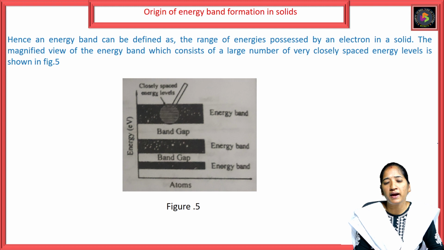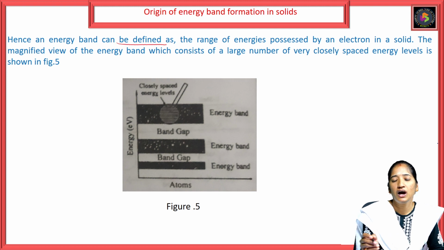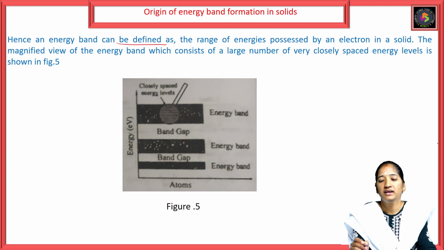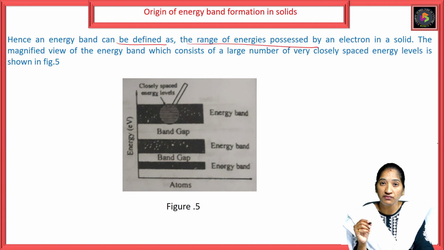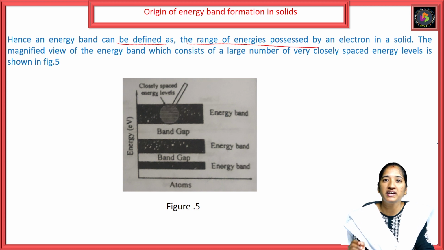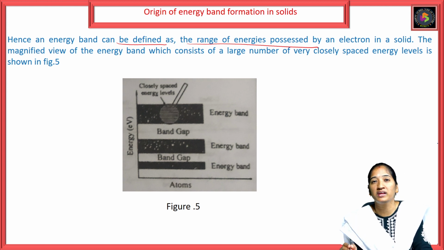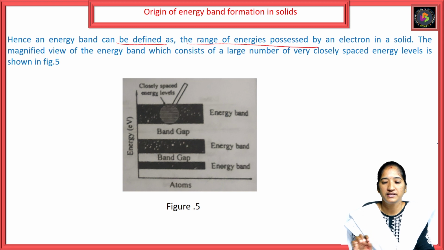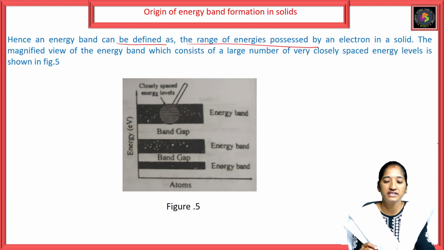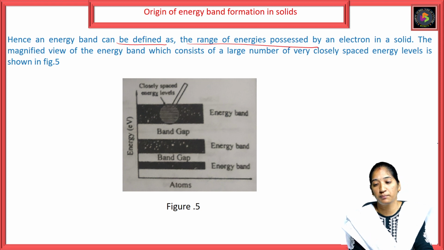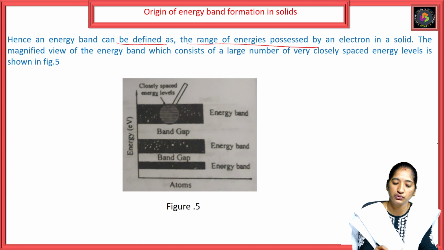Hence, how do we define the energy band? The range of energies possessed by an electron in a solid is called an energy band. Let us consider the magnified view of the energy band, which consists of a large number of very closely spaced energy levels, as shown in the figure.